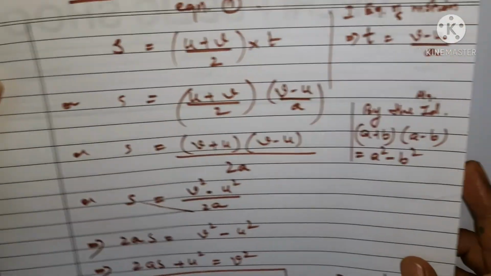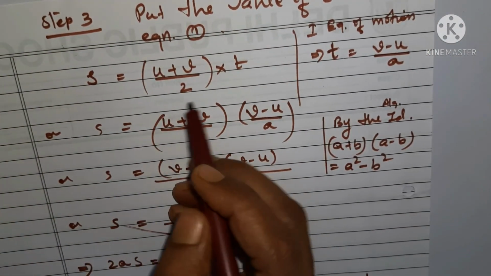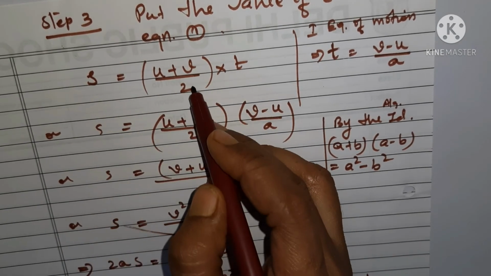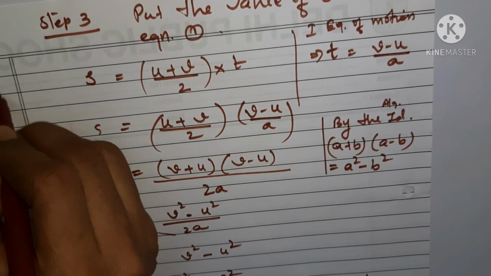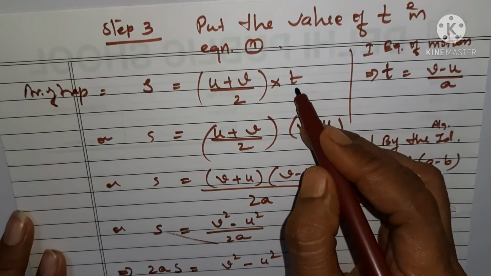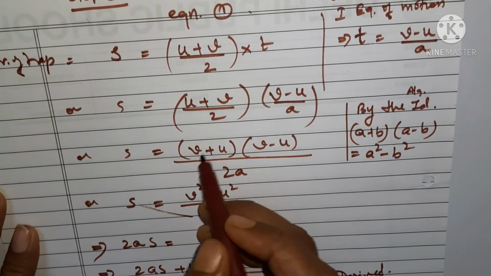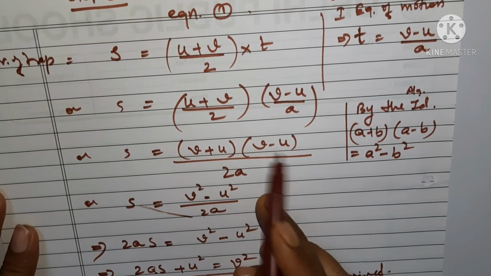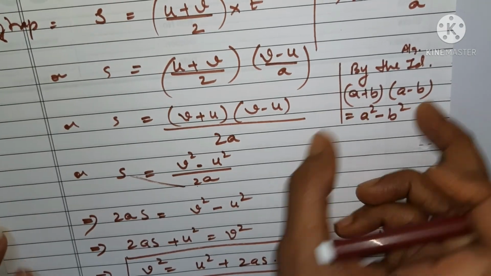You are going to put this value in the very first equation, which was the area of trapezium. So S is equal to U plus V upon 2 into T. This was the area of trapezium, isn't it? Now what did we do here? In place of this T, we put its value, and simply what we have done, U plus V, V minus U, we arranged it, and we saw that both of the brackets are bringing you to one of the identities.